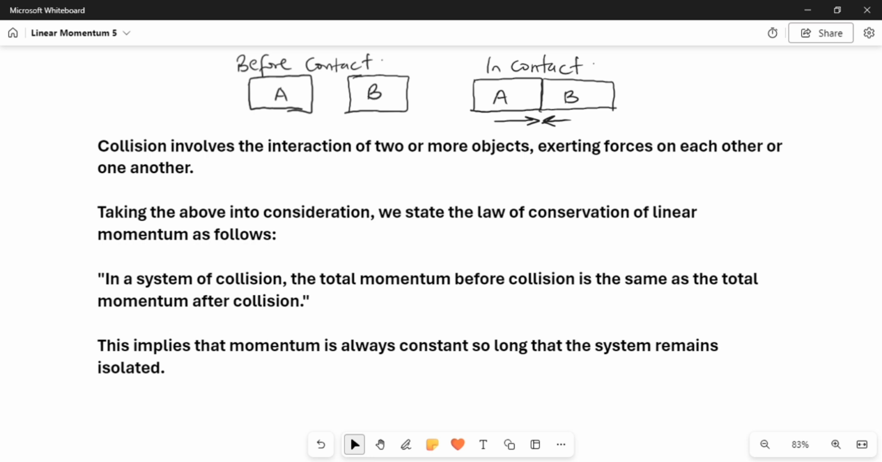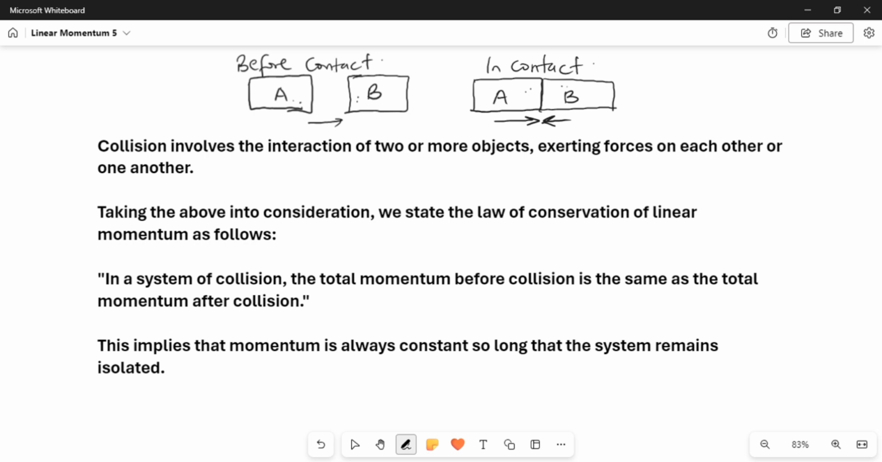Now, taking these above concepts into consideration, we can now state the law of conservation of linear momentum. In a system of collision, the total momentum before collision is equal to the total momentum after collision. So this is a case before collision. This is a case after collision. What you are saying is that the total momentum that these two objects will have before collision will be equal to the total momentum that they will still possess after collision. So in other words, the momentum is conserved.